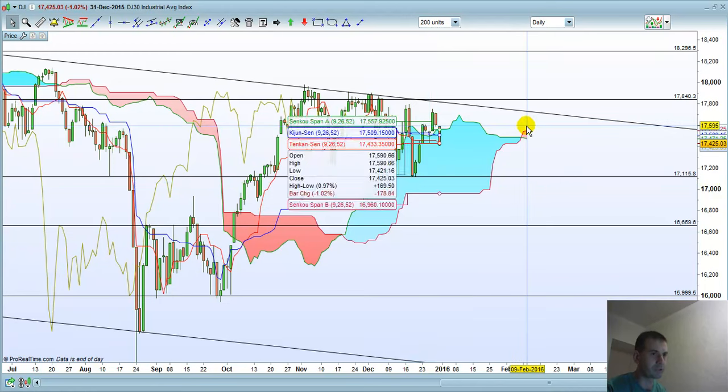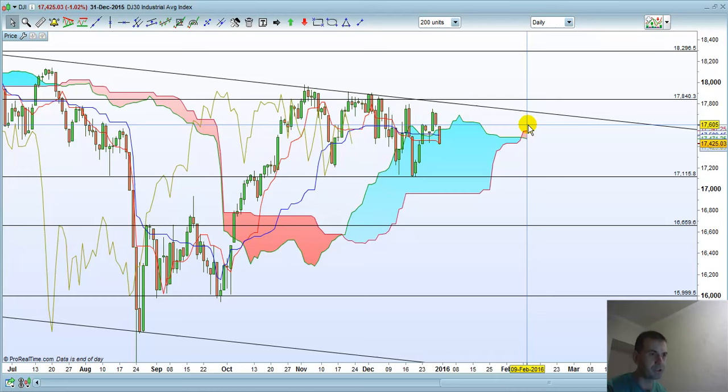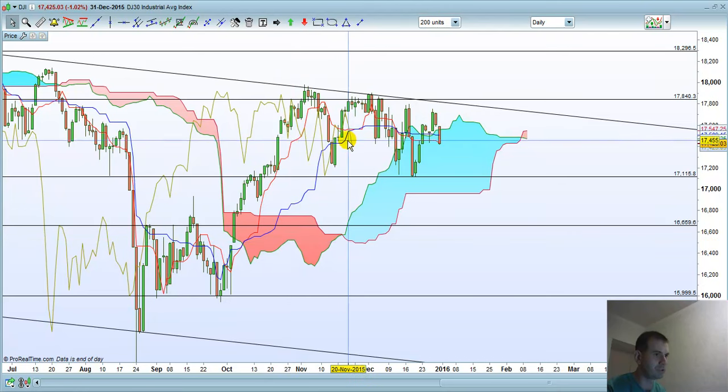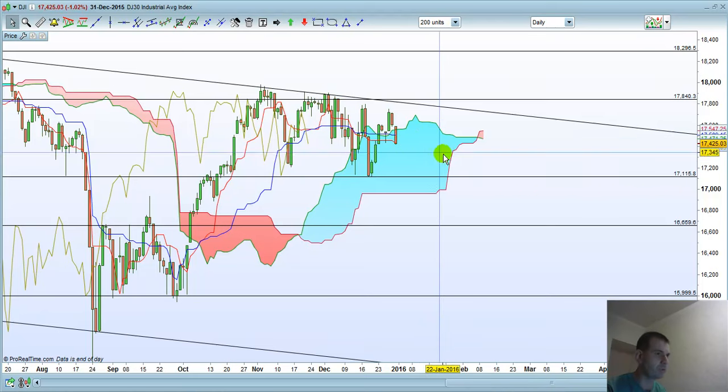The future cloud is crossed in bearish direction, and trend lines are crossed also on the bearish side and declines. So the Tenkan-sen line also declines towards the cloud, and just now, so what should we wait till price reach one of these two levels?